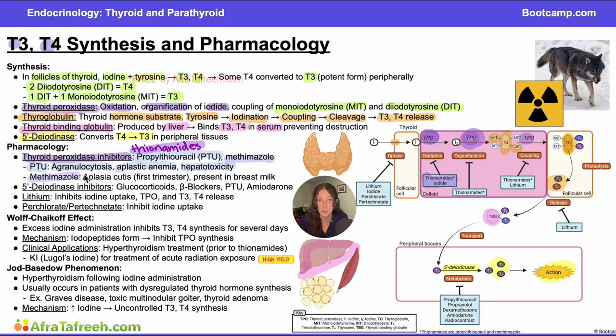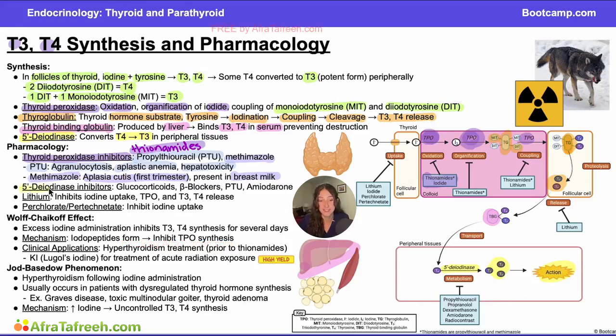I think the most important side effect to be aware of with methimazole is aplasia cutis if it's administered in the first trimester. So a lot of times if you have a pregnant woman who is hyperthyroid, they will recommend that you give propylthiouracil at least during the first trimester, and then maybe transition to methimazole after the first trimester just to avoid this risk of aplasia cutis. It also can be present in breast milk, so it's incredibly important to make sure that we are titrating these levels appropriately and choosing the right drug for our breastfeeding moms.